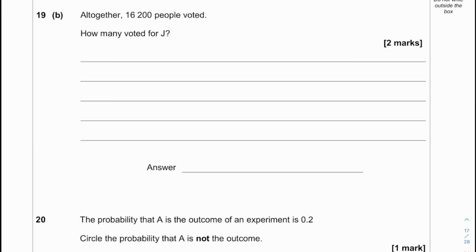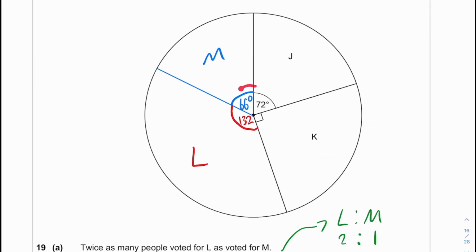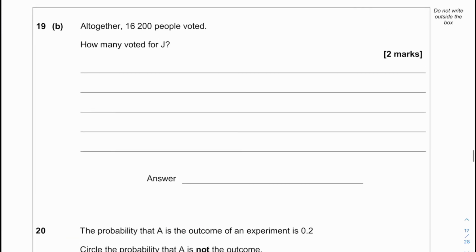So in part B of question 19, we are told in total 16,200 people voted, and we need to work out how many voted for J. So we know that our pie chart has got 360 degrees here, so the first thing to do is to work out how many people represent 1 degree. So to do this, we take the amount of people, 16,200, and divide by 360 to work out how many people are in a 1 degree sector of the pie chart.